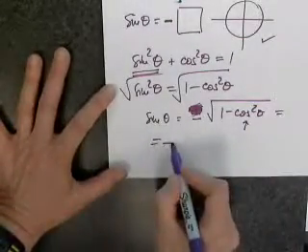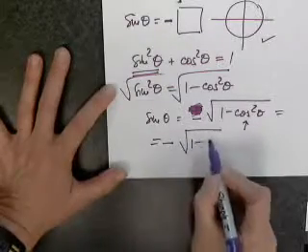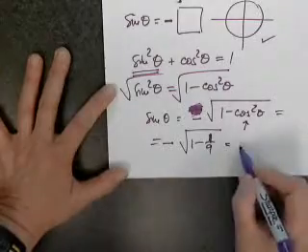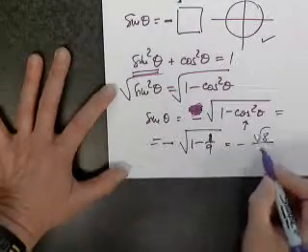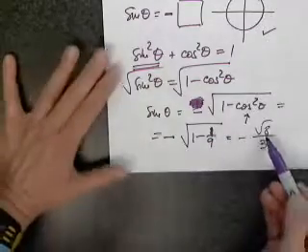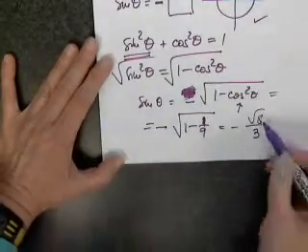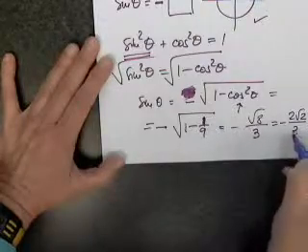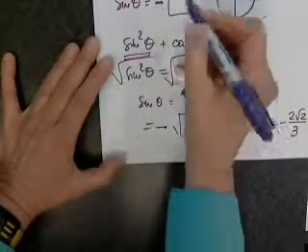So I have minus outside, the square root of 1 minus 1 over 9. So 9 minus 1 is 8. So minus the square root of 8 over the square root of 9. I should take 2 out because it's 4 times 2. Negative 2 the square root of 2 over 3. And that's my answer.